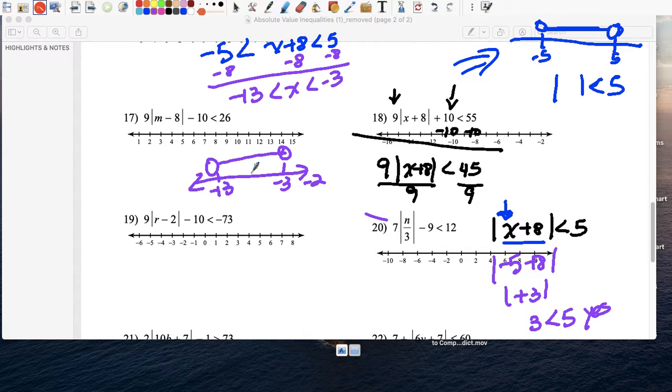So our answer is this. Our answer is this. Right? X has to be a number between negative 13 and negative 3, not including negative 13.